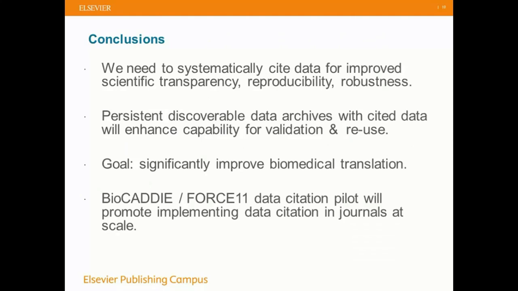So lastly, I want to say that we need to systematically archive and cite data to improve the scientific transparency, reproducibility, and robustness of the literature. The literature is our lifeblood, but there are a lot of problems in the literature, and we now have both the incentive and the means to fix them. So persistent discoverable archives will enhance our capability to validate and reuse data. And the goal here, at least in the biomedical realm, and I think this actually applies to other realms as well, is to significantly improve the ability to translate research findings into either new findings in other areas, and continued advancement of the science, or translation into practices that benefit the broad population.